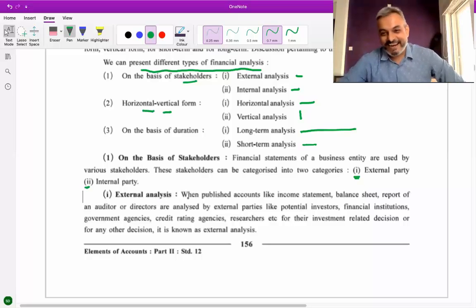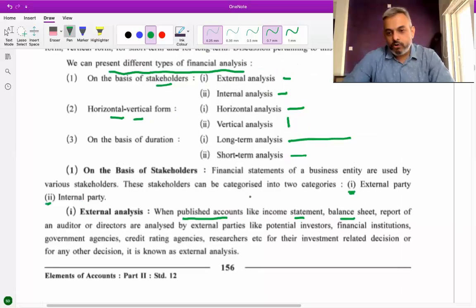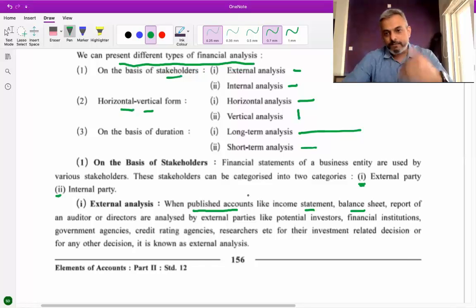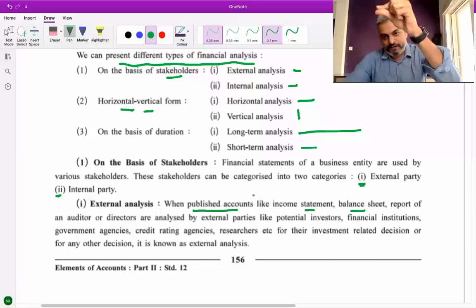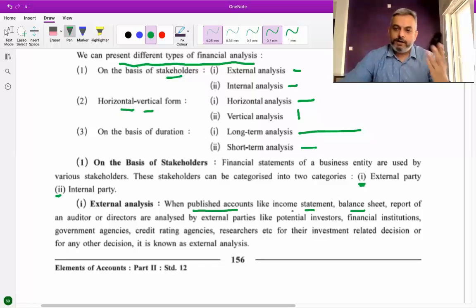Okay, external analysis, when published accounts like the income statement and balance sheet are used. You can see this word, published. Published means it is available in the public domain. You go to any limited company, say for example, the website of Reliance Industries Limited. There you will find an investor tab, and in that you will find annual reports given. So it is published. The income statement is there, the balance sheet is there, the report of the auditor and directors are analyzed by external parties.